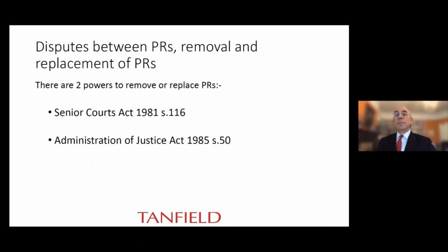I'm going to move on to talk briefly about the appointment, removal and replacement of personal representatives by the court. This often arises where there's a dispute between actual or prospective personal representatives, but it also arises where beneficiaries want to get rid of what they see as hostile or poorly performing personal representatives. There are two ways to seek the intervention of the court. The first is Section 50 of the Administration of Justice Act 1985, and the second is Section 116 of the Senior Courts Act 1981. Could I have the next slide, please?